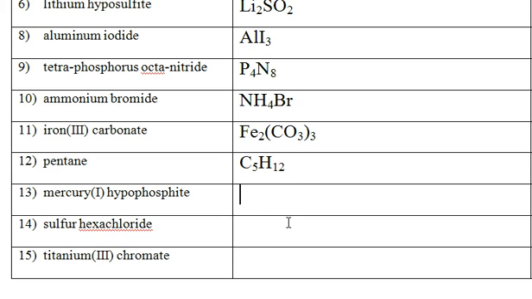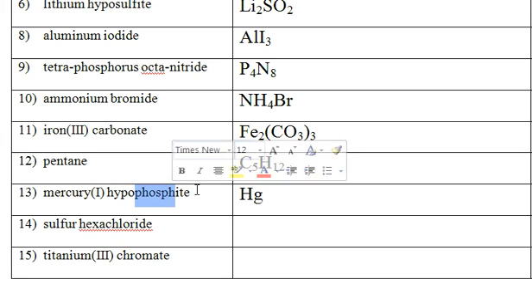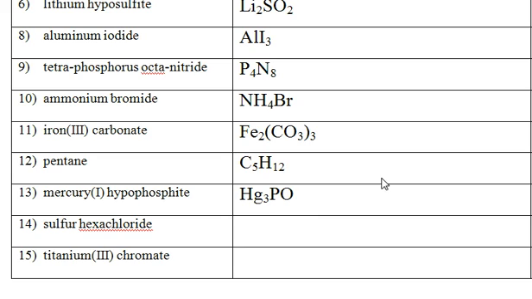Alright, number 13, mercury 1 hypophosphite. Mercury, the symbol is Hg. It has a +1 charge. The hypophosphite, we have phosphate within here, okay, but it has an ITE ending and hypo, which means that we're going to remove 2 oxygens from the phosphate ion. Phosphate has a -3 charge, and the hypophosphite also has a -3 charge, which means that we're going to need 3 mercury ions here. Now the hypophosphite simply means that we've removed 2 oxygens from the phosphate.